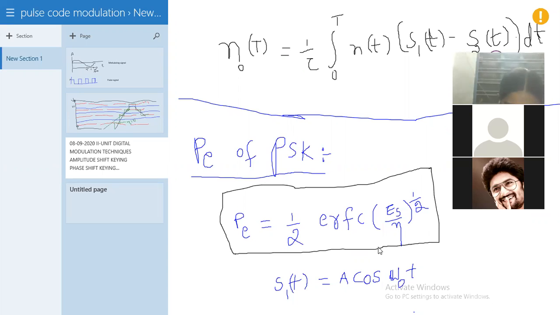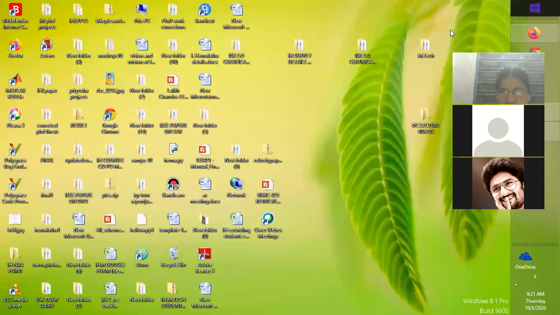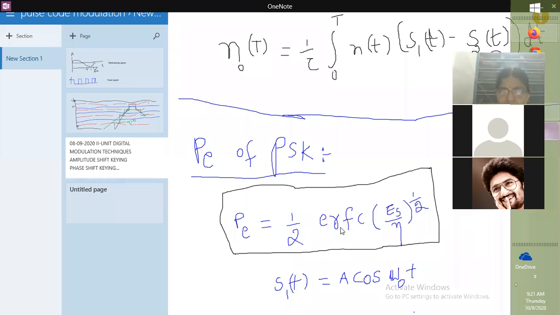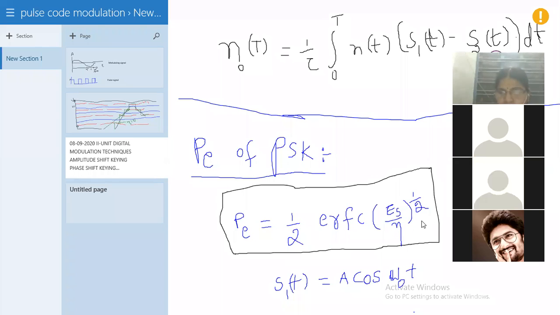Please respond. Did you note it down? Hello. In yesterday's class, did you derive this expression or not? Please respond. Did we derive the probability of error for the matched filter in yesterday's class? Is that the expression? PE is equal to 1 by 2 complementary error function of Es by eta to the power of 1 by 2. Okay?